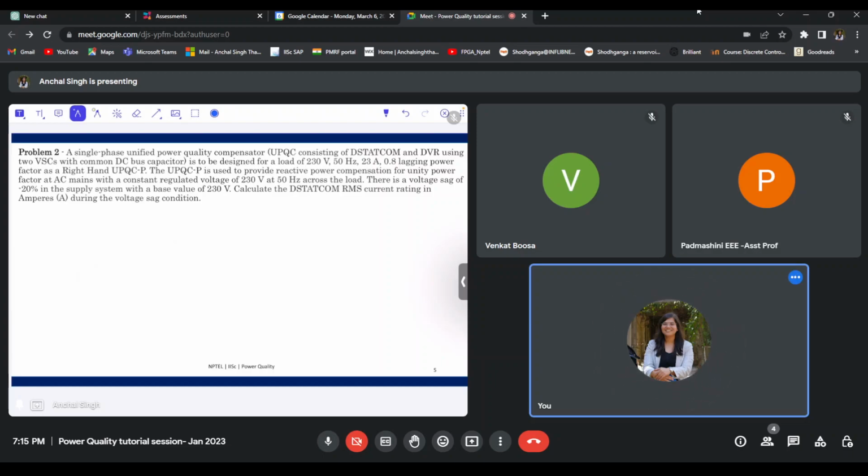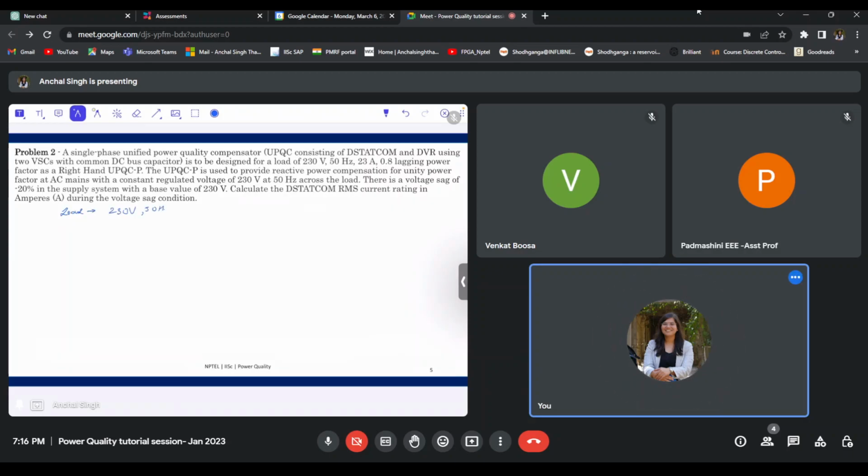In the next problem, a single phase UPQC is again considered, and this time the UPQC consists again of a D STATCOM and a DVR with a common shared DC bus capacitor, and this time the load is given as 230 volt 50 hertz 0.8 lagging load, and the UPQC that is to be used is right shunt UPQC P. The UPQC P is used to provide the reactive power compensation for unity power factor correction at AC mains with a constant voltage regulation at 230 volt 50 hertz.